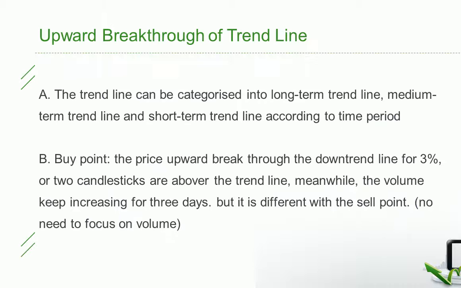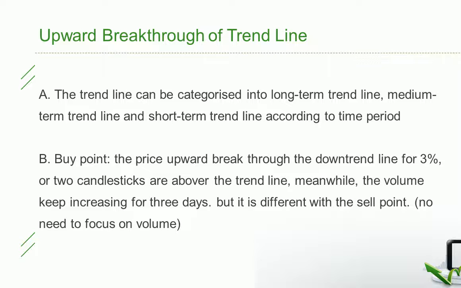Then we can see this one, upward breakthrough of trend line. A, the first point: the trend line can be categorized into long-term trend line, medium-term trend line, and short-term trend line according to the time period. How to judge? For the long-term trend line, at least 1 year. For the medium-term trend line, several months to 1 year. Then the short-term trend line, maybe several days, 6 to 10 days.